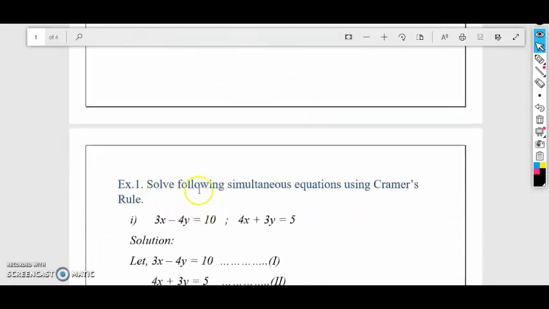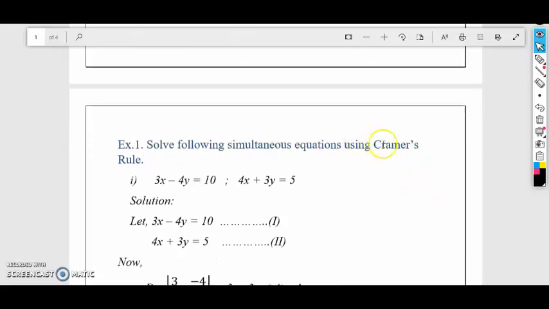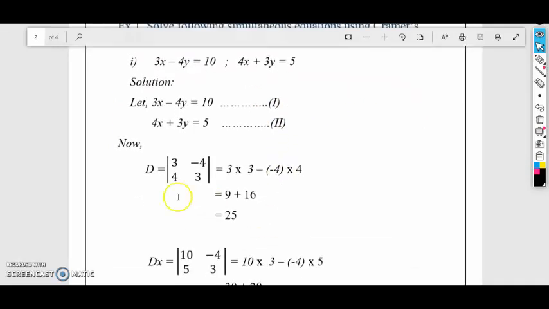Now example 1. Solve the following simultaneous equations by using Cramer's rule. Particularly, it is mentioned to use Cramer's rule. So this is the first example: 3x minus 4y is equal to 10 and 4x plus 3y is equal to 5. These equations are denoted as equation number 1 and 2. Then the first determinant D. Look here, 3 and 4, the coefficients of x, are in the first column, and minus 4 and 3, the coefficients of y, are in the second column. And we know how to solve this by cross multiplication.